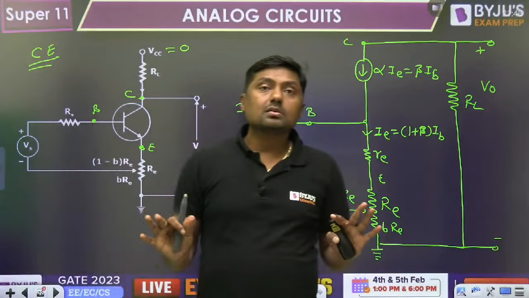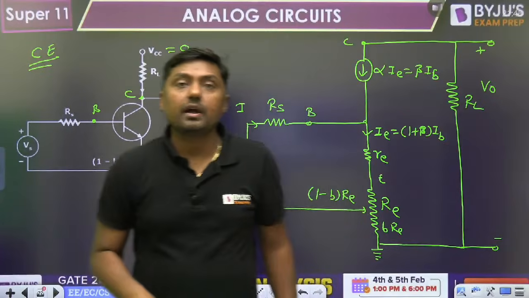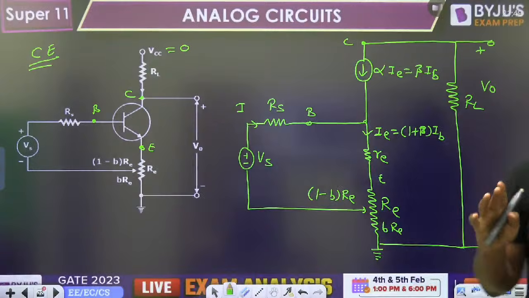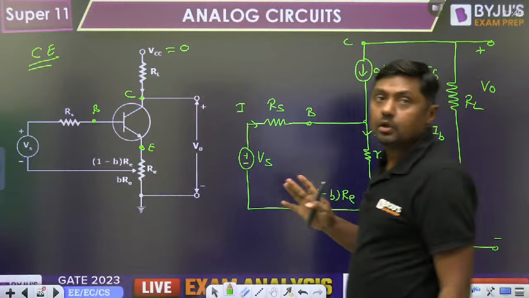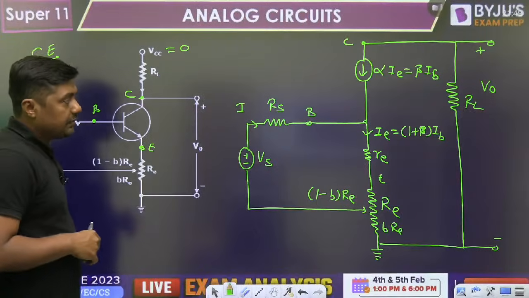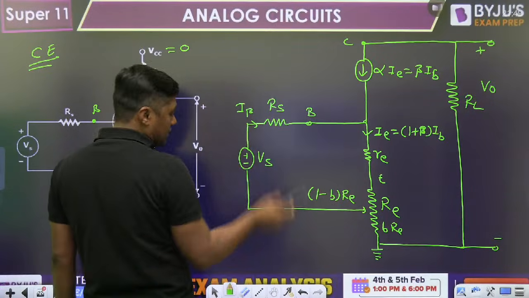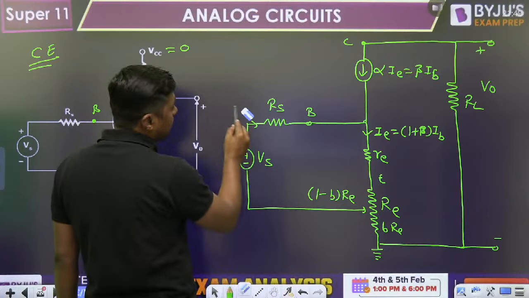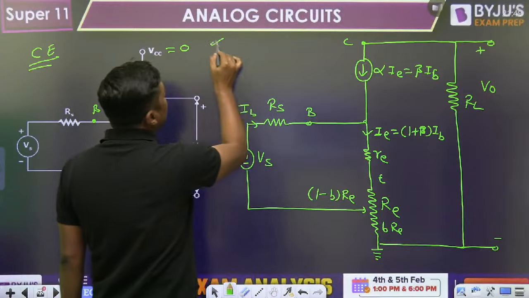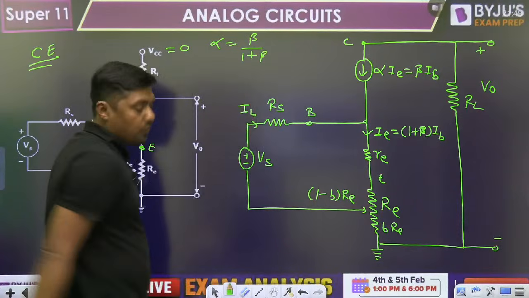Diagram is over. If the diagram is over, question is over. Any doubt, then you can ask. You can find the alpha also, or you can directly write beta IB. Both are correct, Ravi Shankar. If I want the answer in terms of IB, because RS is given, that's why I am using the formula beta times IB, otherwise alpha is beta upon 1 plus beta. You can find the value.